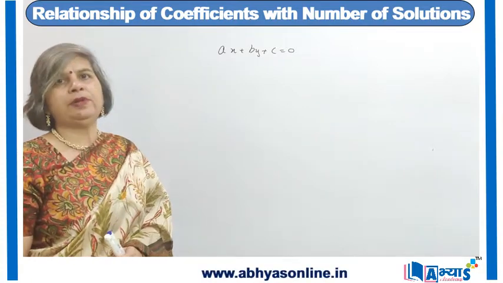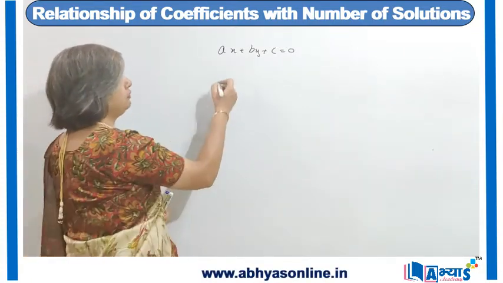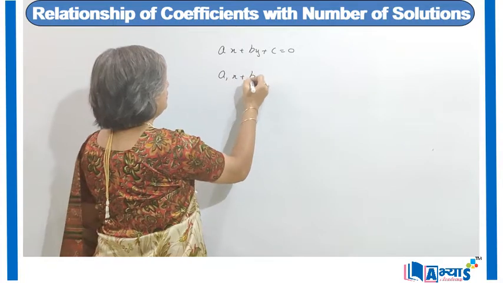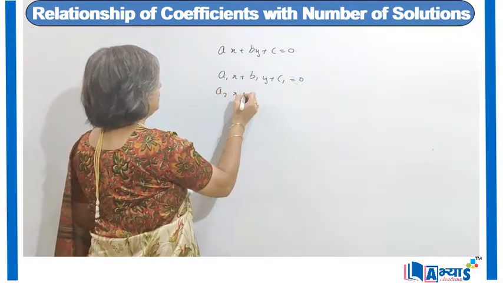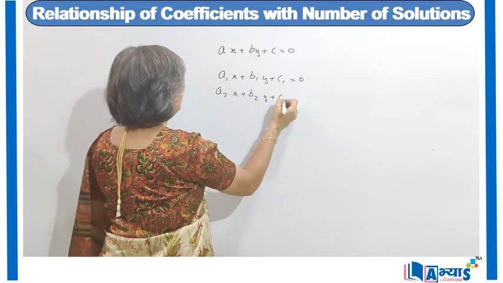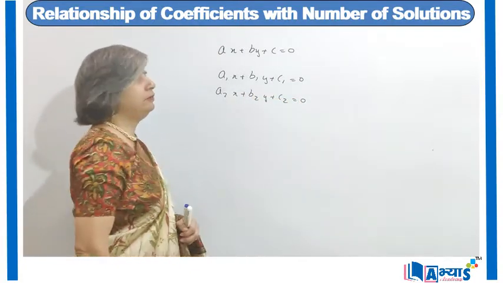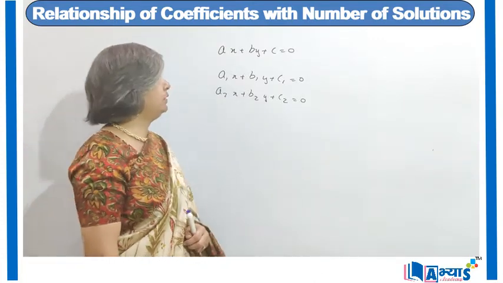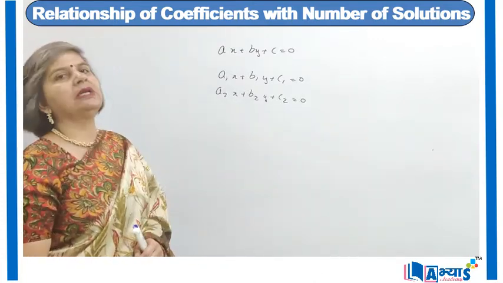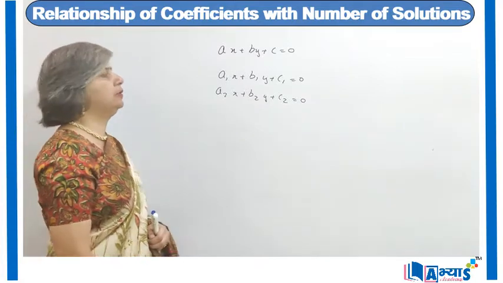Now if we have a pair of linear equations, let the first equation be a1x plus b1y plus c1 is equal to 0, and a2x plus b2y plus c2 is equal to 0. Now we have two equations. The first is with the coefficients a1, b1 and c1, and the second is with the coefficients a2, b2 and c2.